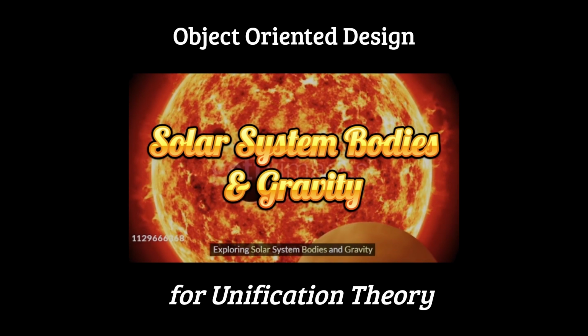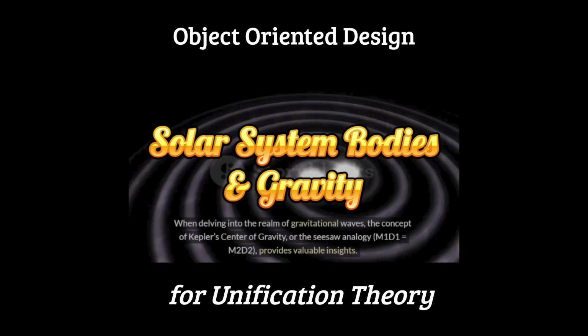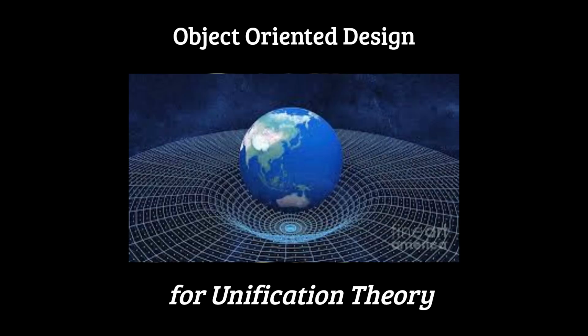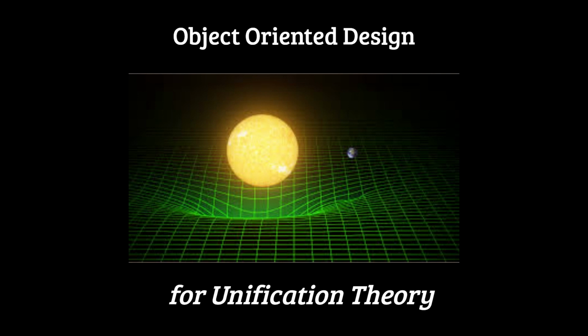Exploring solar system bodies and gravity. When delving into the realm of gravitational waves, the concept of Kepler's center of gravity, or the seesaw analogy, m1d1 equals m2d2, provides valuable insights. This theory posits that space undergoes warping due to the presence of a heavier celestial body, thereby attracting smaller bodies in its gravitational field. Visualizing this phenomenon, particularly through table models or depictions resembling a plane or spatial fabric distorted by a central mass, aids comprehension.